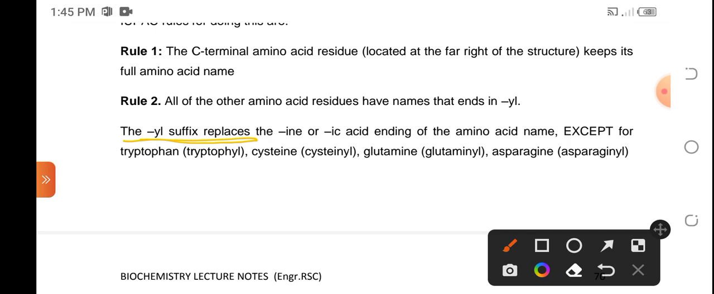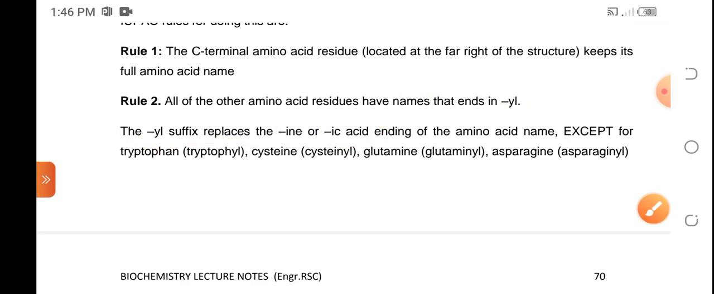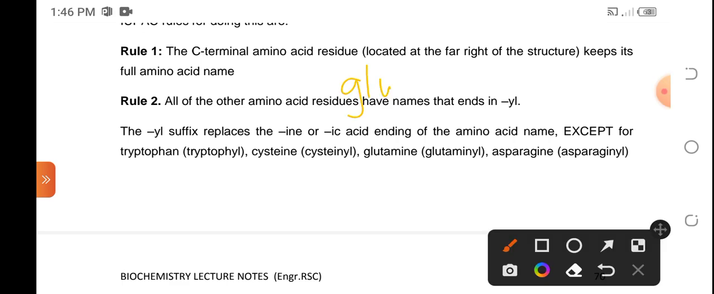The YL suffix will replace the INE or the IC acid ending. So, for example, alanine. Okay? Alanine ends with INE. So, papalitan daw yung alanine na yan, gagawing YL. So, therefore, magiging alanyl. Or let's have glycine. Okay? Glycine ends with INE, that's the name of the amino acid, of course, according to rule number 2, we drop the INE. So remove the INE and change it to YL. So therefore, that would be glycyl.